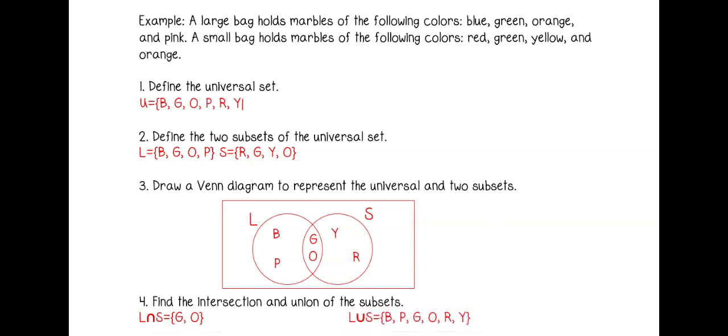The union of the subsets is everything. So is it in large, or is it in S, or is it in both? That's exactly how I need you to think about it. Is it in L, or is it in S, or is it in both? That's what union means.